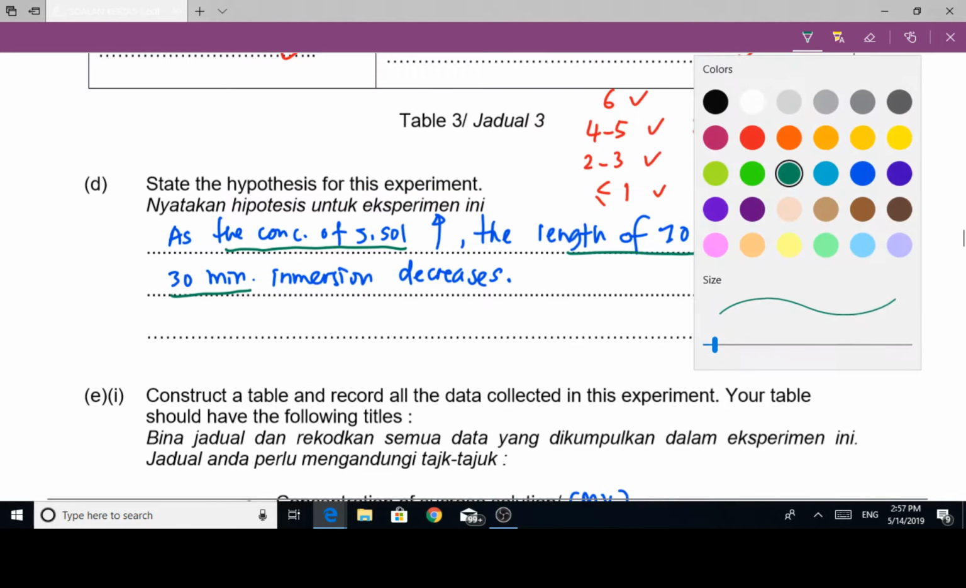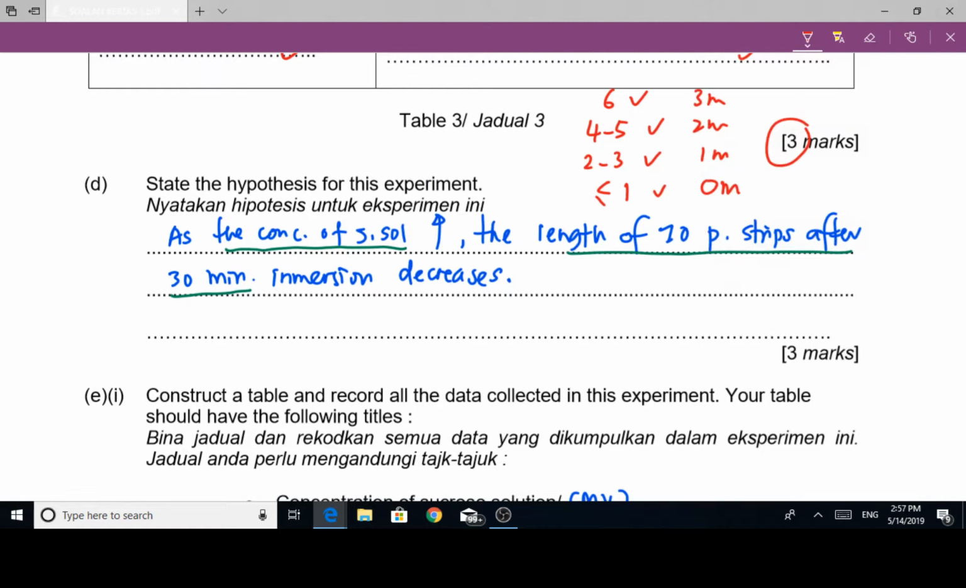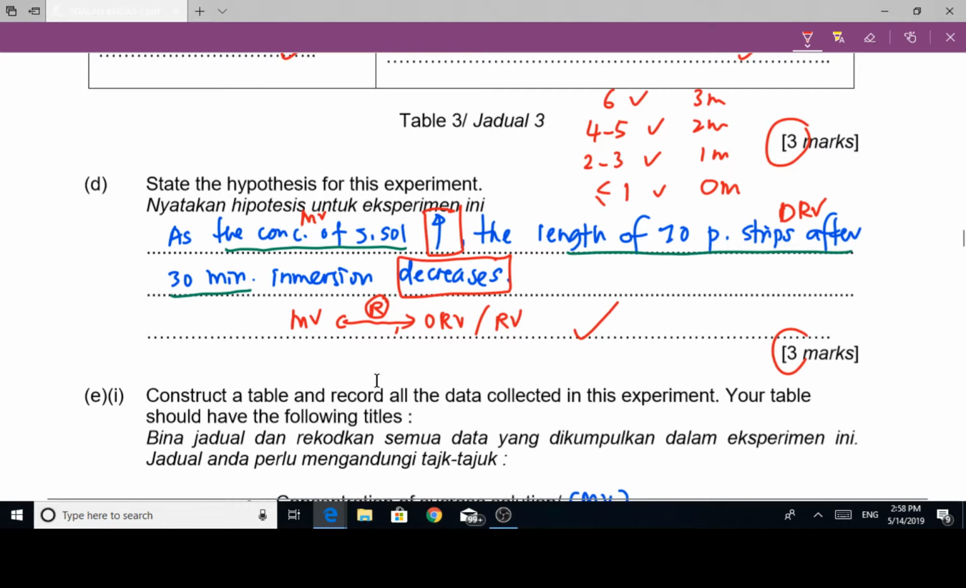So what are the criteria? The criteria for D. Now number one, you need to state your MV, you need to state your ORV or the RV, and remember to mention the relationship or the direction. So as you can see here, this is my MV and this is my ORV, and what is the direction? Now this is my direction. Something increases, then this one decreases. So if you have all these criteria, then well done, 3 marks are given to you.